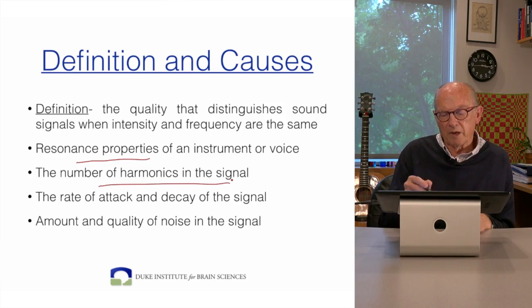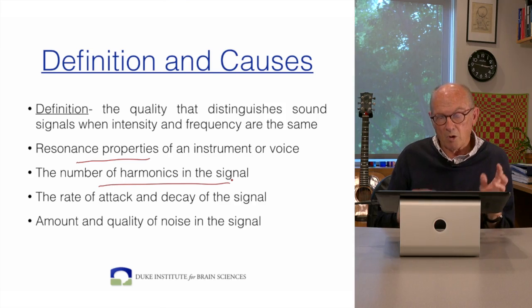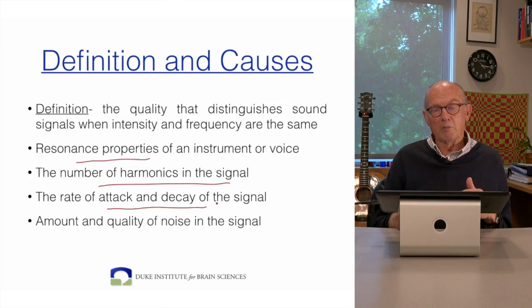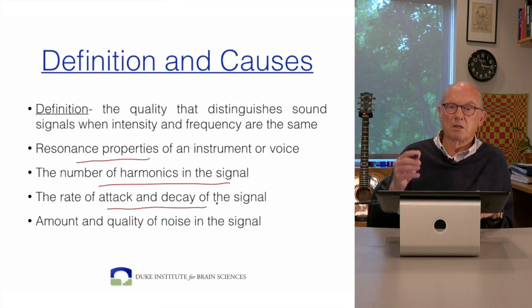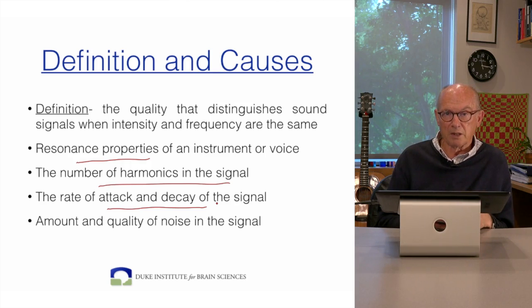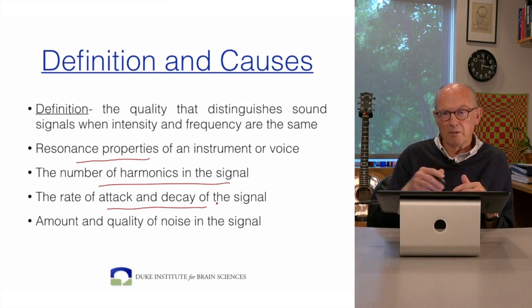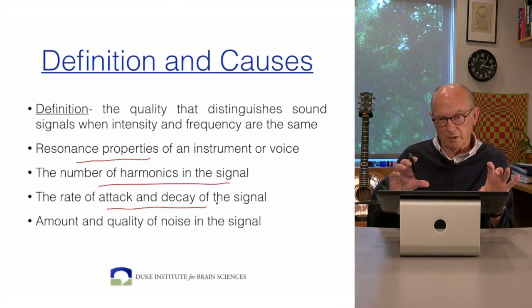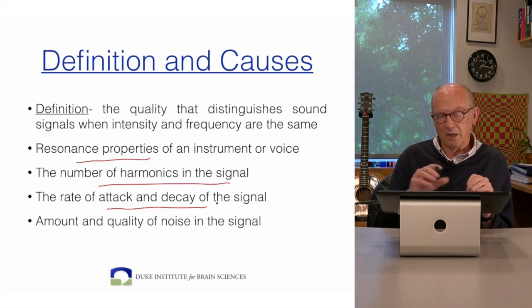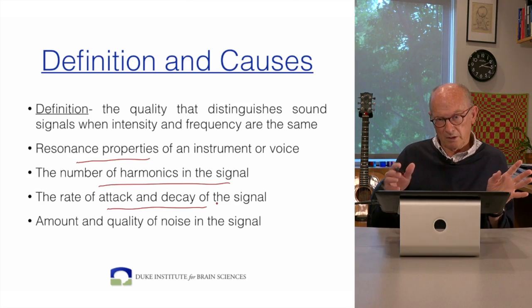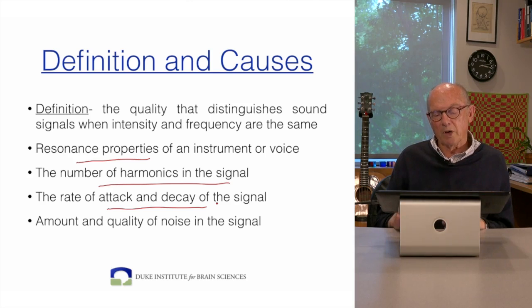A third thing that causes the timbre that we hear and affects what we experience subjectively, is the rate of attack and decay. And by that I mean how fast the signal is rising and decaying. You can have a rapid rate of attack, a slow rate of attack. You can think of this as the envelope that is enclosing the sound signal in time, and it can vary in different ways and at different rates, and that's another cause of timbre.